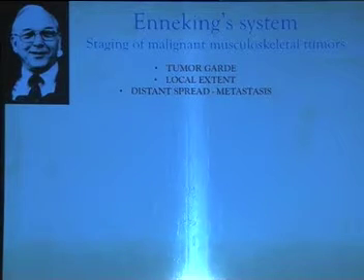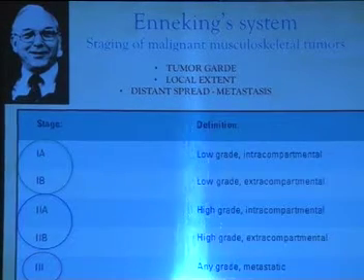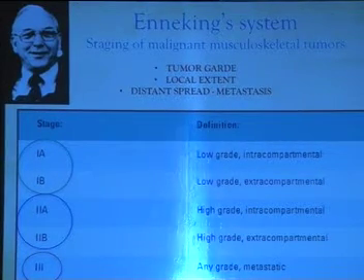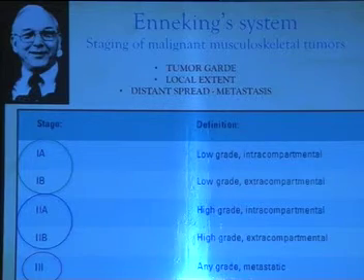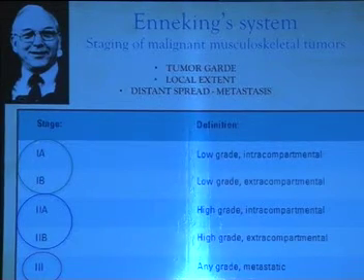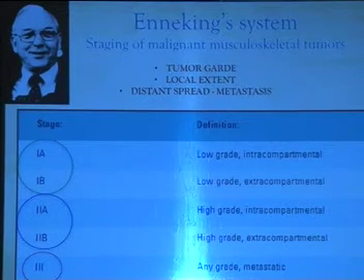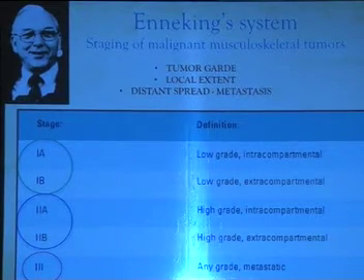Then comes the staging system for malignant tumors, which has three main criteria. These are the tumor grade, local extent of the disease, and distance spread, that is the metastasis. Depending upon that, broadly, we have three main stages: stage 1, 2, and 3. So all low grade are in stage 1, all high grade are in stage 2, and if any sort of metastasis is there, that comes in stage 3.